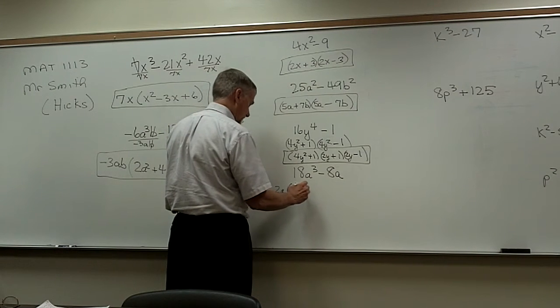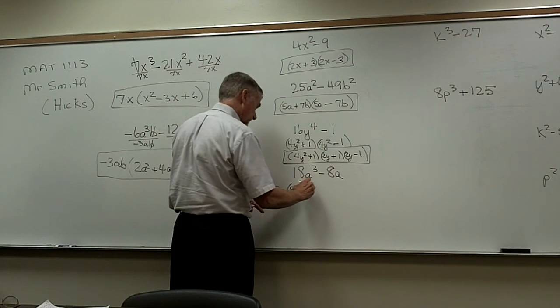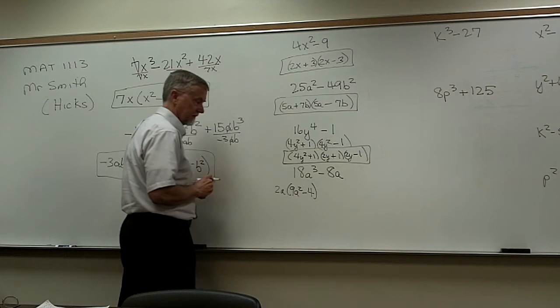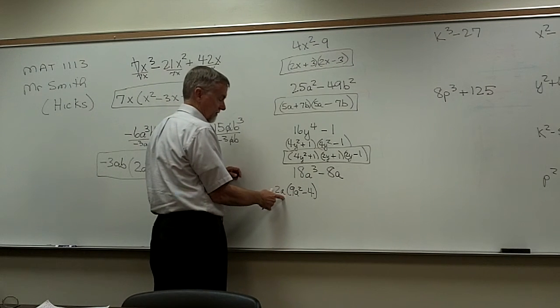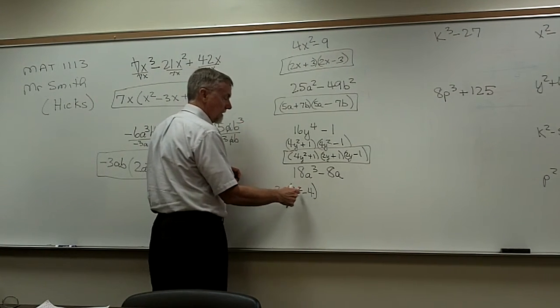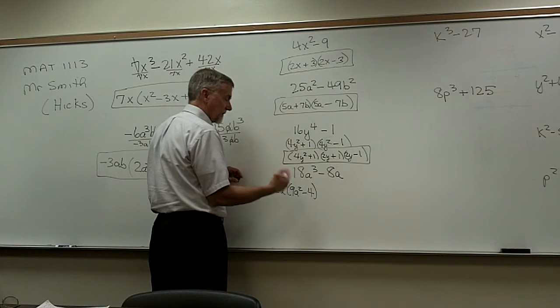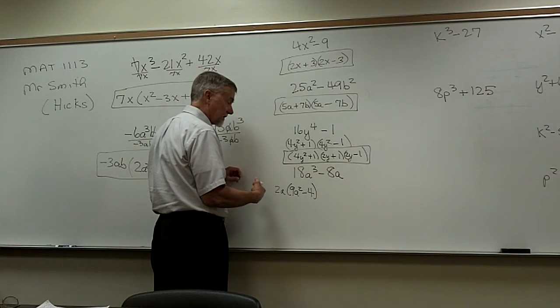Minus 8 divided by 2 is 4. And the a's cancel out. So I remove the common factor. And then we just said if there's an exponent still in parentheses, we have to ask ourselves, can we do anything else?